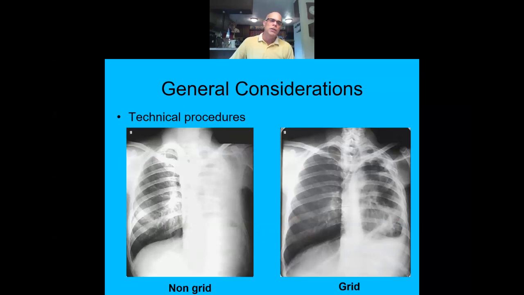Technical considerations, grid versus non-grid. I'm not going to mention a lot about that, but do know that all of our chest stands have built-in grids, and you can certainly see what a grid will do as compared to a non-grid. So we want to use a grid, and like I said, the majority of our systems in our clinical settings have built-in grids, so we'll always be using a grid.